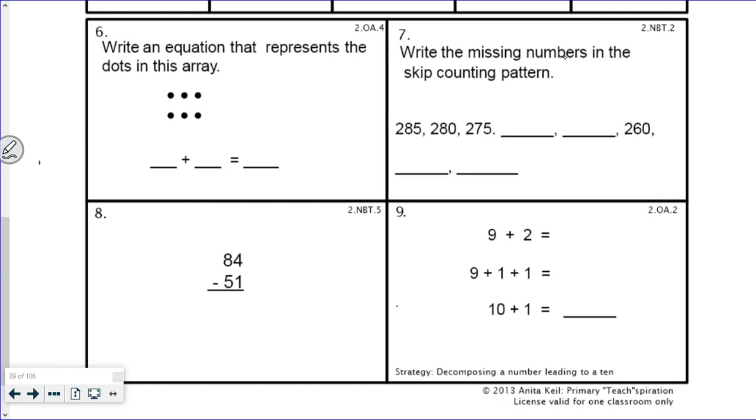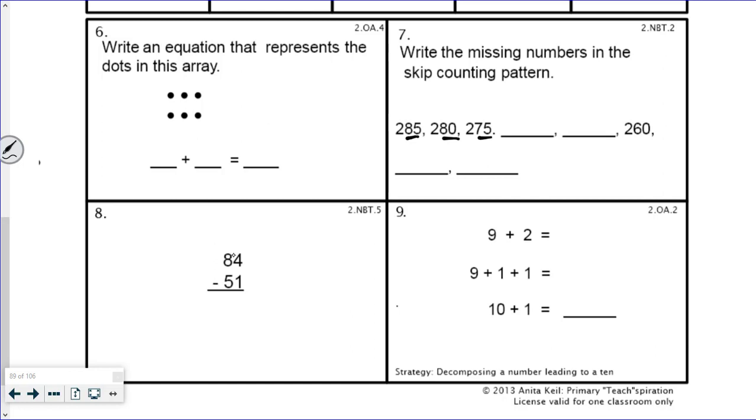Number 7, write the missing numbers in the skip counting pattern. So we've got 285, 280, 275, blank, blank, 260, blank, blank. So figure those out. Use your 100 chart to help you. You might find the pattern by putting counters on the numbers 85, 80, and 75. That might help you figure out the pattern. Pause your video and do number 7.